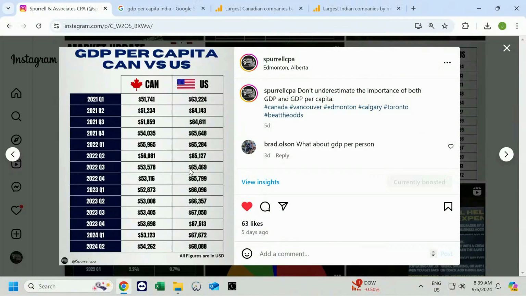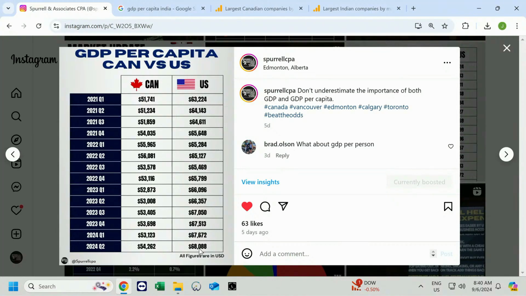Okay, and so now in this table, just for comparison purposes, we converted it all to USD. We see Canada, back in Q1 of 2021, at 51,000 USD per person, and today, Q2 2024, at 54,000 per person. Comparatively, look at the U.S. It's at 63,000 a person in Q1 2021 and 68,000 per person today.